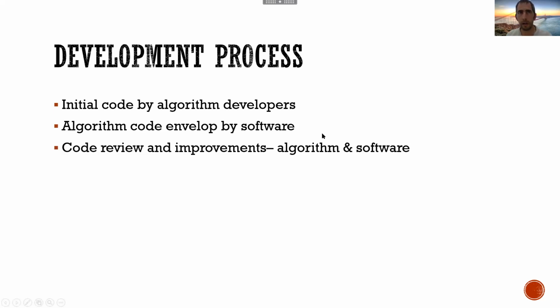Next, algorithm developers and software developers review the code together. The software developers help to clean it and make it readable and well-designed code. In addition, we hold a performance session. Software developers help to boost the code and make it throughput and memory efficient. At this stage, the code is ready for integration inside the software.